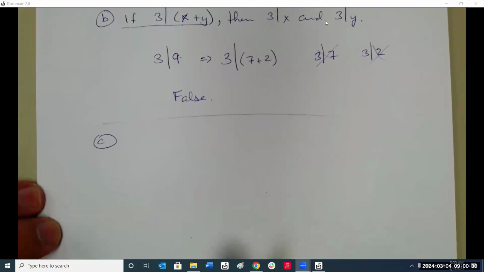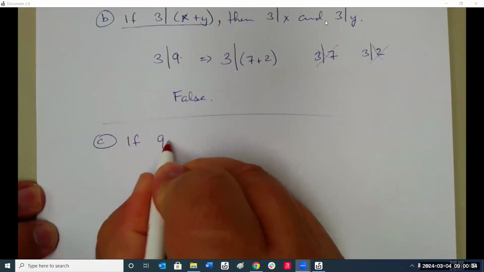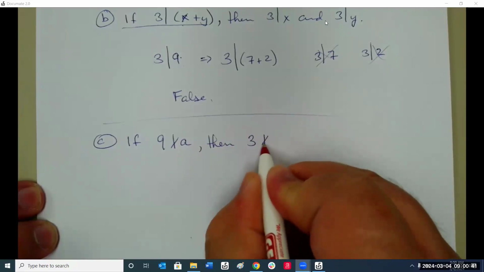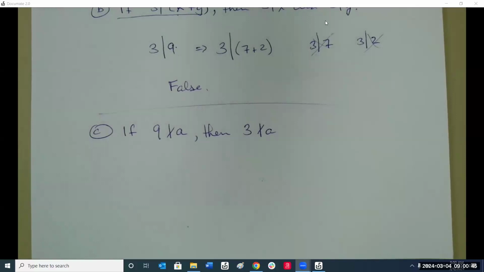C. If 9 is not a divisor of A, then 3 is not a divisor of A. In other words, is there a number that 9 does not divide into, but 3 does? It's easier to find a counterexample first.